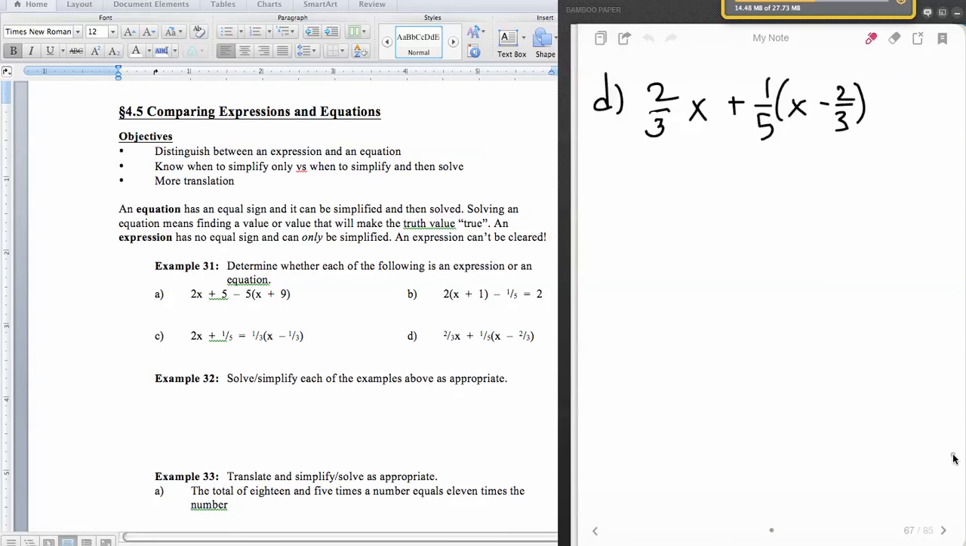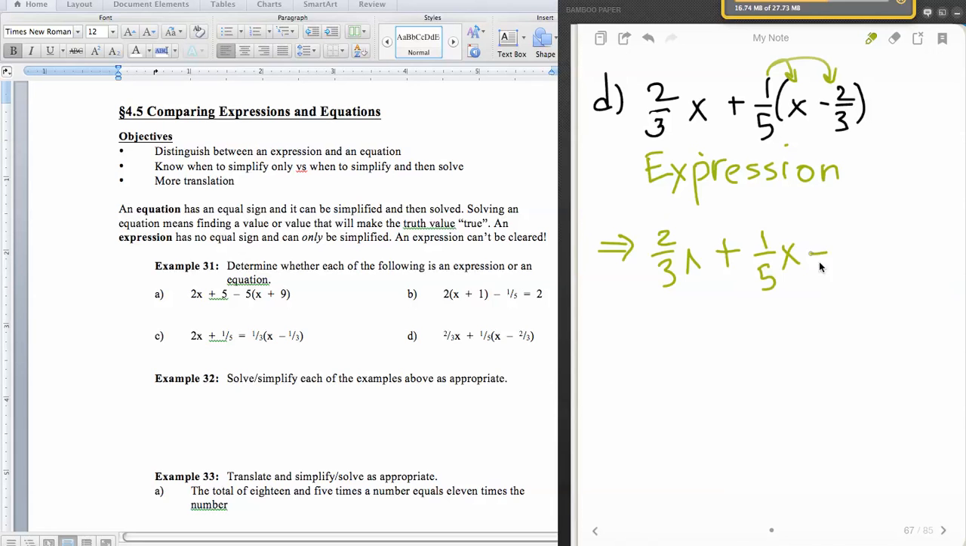Now our last example here, you do not see any equal sign there. This is an expression. So this expression we can't solve by clearing this. We're not even solving it. We're simplifying it only. And guys, we've got to deal with the fractions. So we're going to distribute this fraction here and here. And so we have 2/3 x plus 1/5 x, and then plus a negative 2/15.